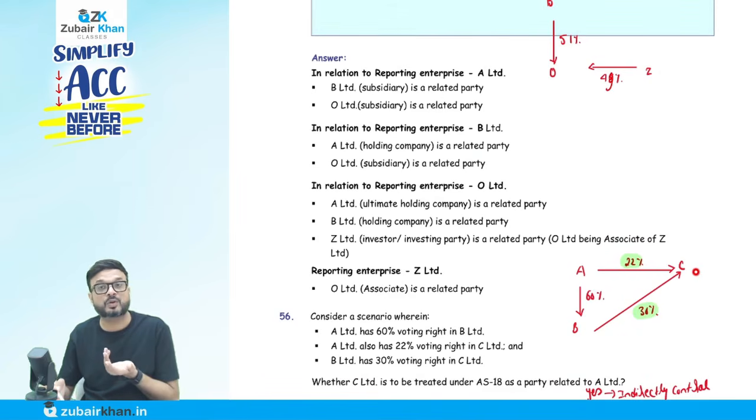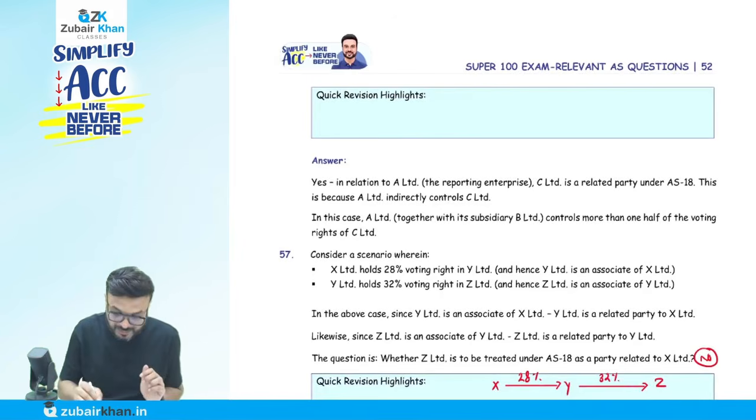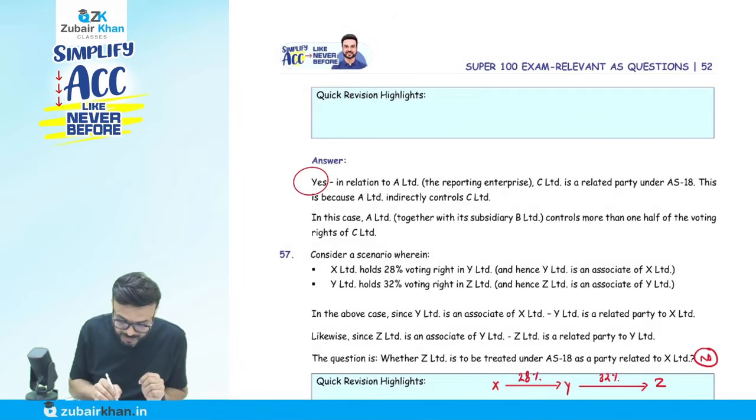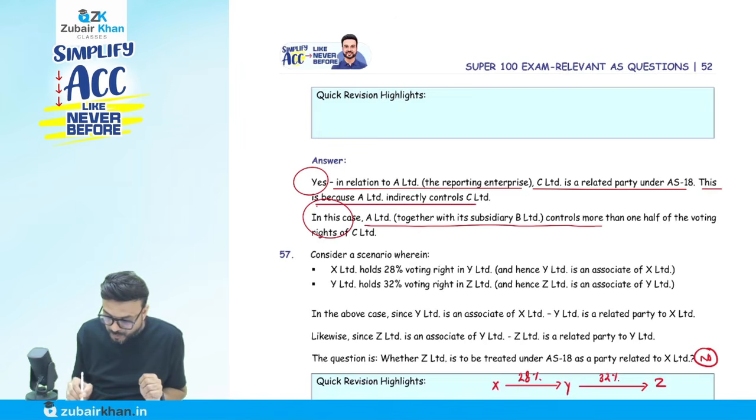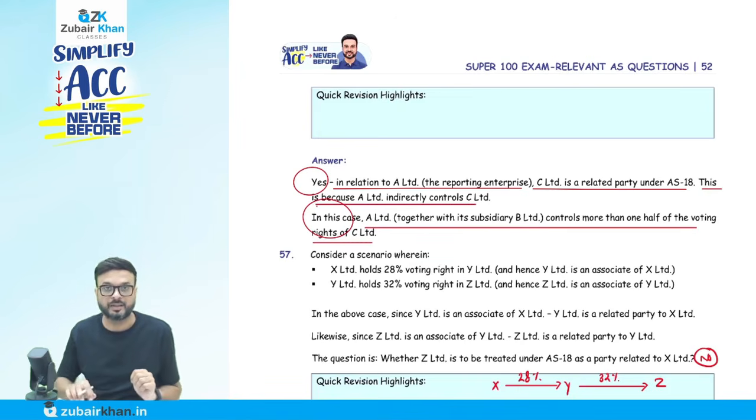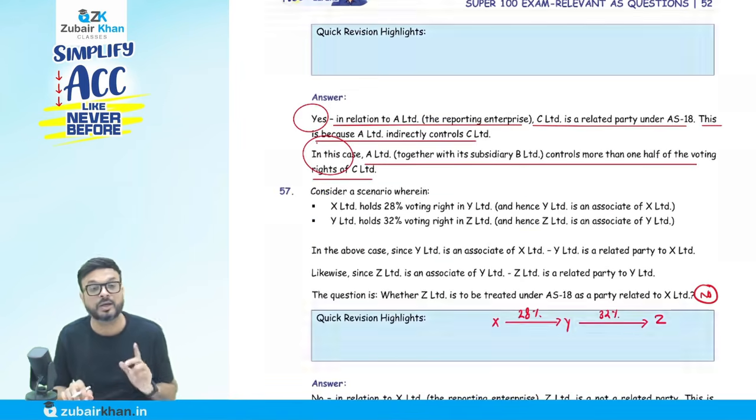So A has control on C. You understand what it says now? It says yes, in relation to A Limited, the reporting enterprise, C Limited is a related party under AS 18. Correct. This is because A indirectly controls C. In this case, A Limited together with its subsidiary controls more than half of the voting power of C Limited. So they have control over them, and from C's point of view, A is also a related party.